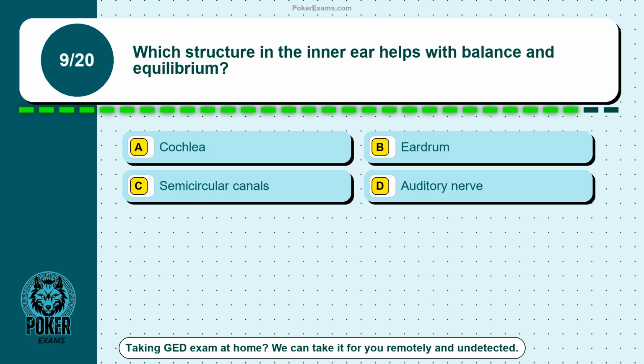Question 9. Which structure in the inner ear helps with balance and equilibrium? Option A, cochlea. Option B, eardrum. Option C, semicircular canals. Option D, auditory nerve.